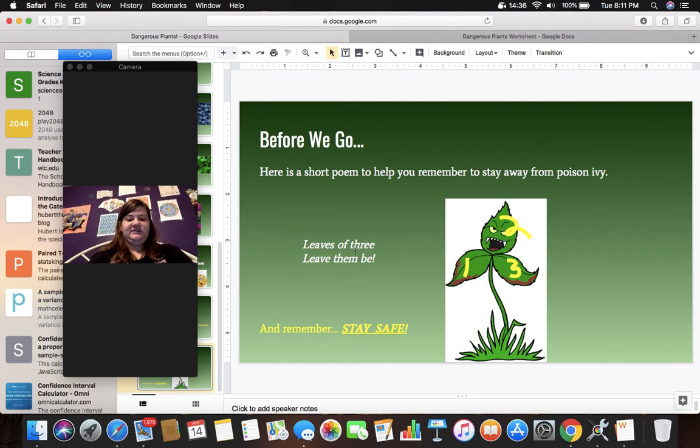So, leaves of 3, leave them be. Leaves of 3, leave them be. And if you want, you can tell your parents, make sure they know. Leaves of 3, leave them be. Just very helpful.